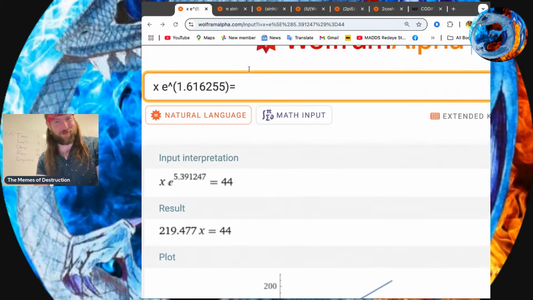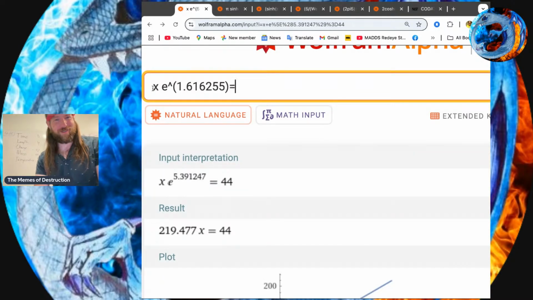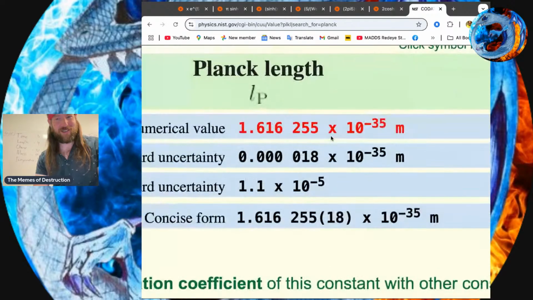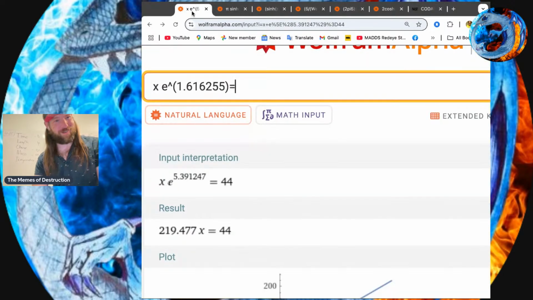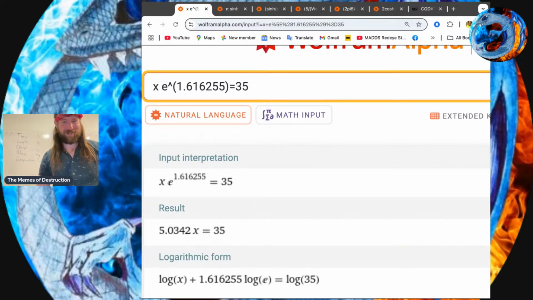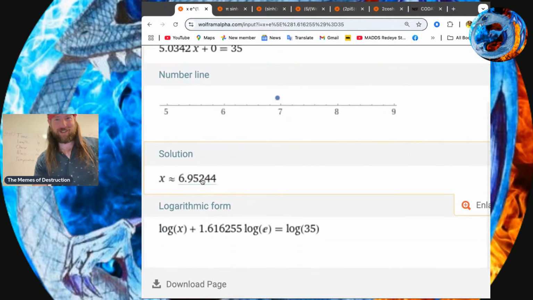All right, so we do our same little magic trick. We do e raised to the string of digits with a Planck length. We're solving for x, but what's this magnitude? This is 10 to the minus 35. So that's 35 orders of magnitude. Following our same little recipe, we type 35 in there and we solve for x. We get this x over here.